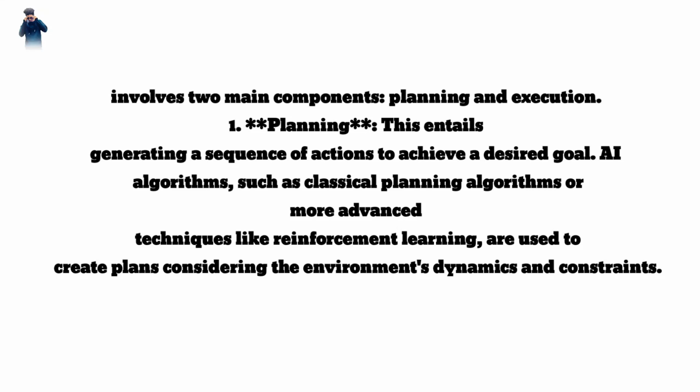Planning and acting in the real world in artificial intelligence involves two main components, planning and execution. 1. Planning. This entails generating a sequence of actions to achieve a desired goal. AI algorithms, such as classical planning algorithms or more advanced techniques like reinforcement learning, are used to create plans considering the environment's dynamics and constraints.